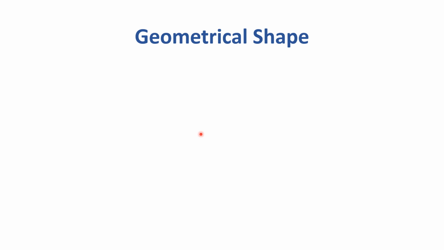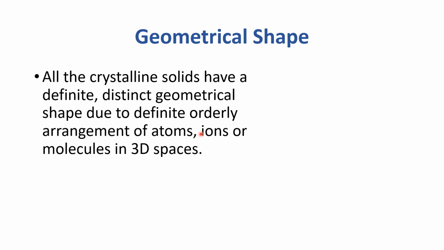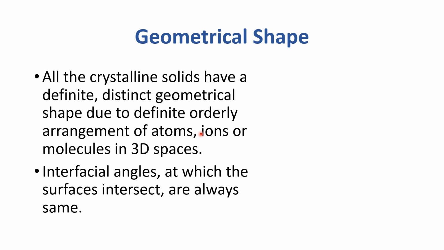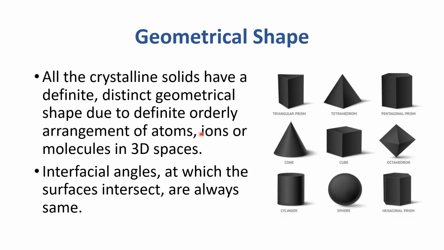So the first property is geometrical shape. All crystalline solids have a definite distinct geometrical shape due to orderly definite arrangement of atoms, ions and molecules in 3D space. The interfacial angles are always the same.